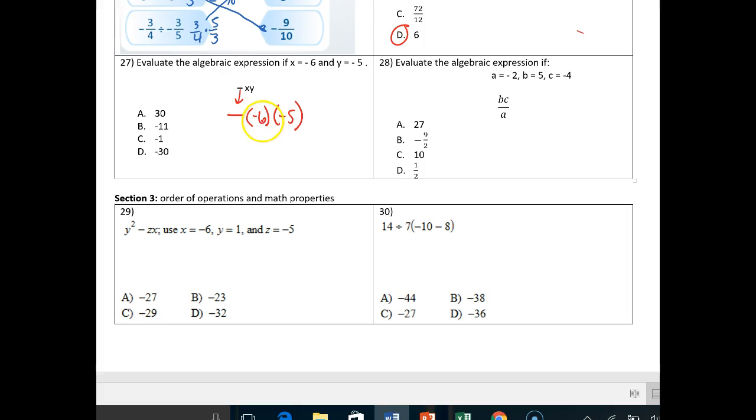Now I do go ahead and say, okay, this is negative 6 times negative 5 is 30. But it's the opposite of that, so that negative stays, and that's why it's D as my answer. Okay? Multiplication when you have variables right next to each other.